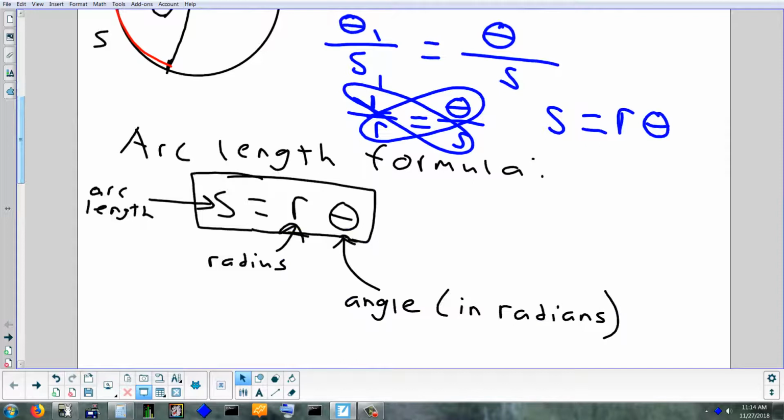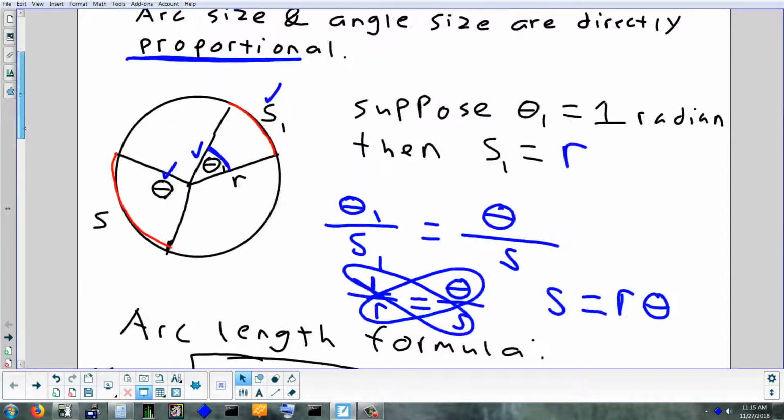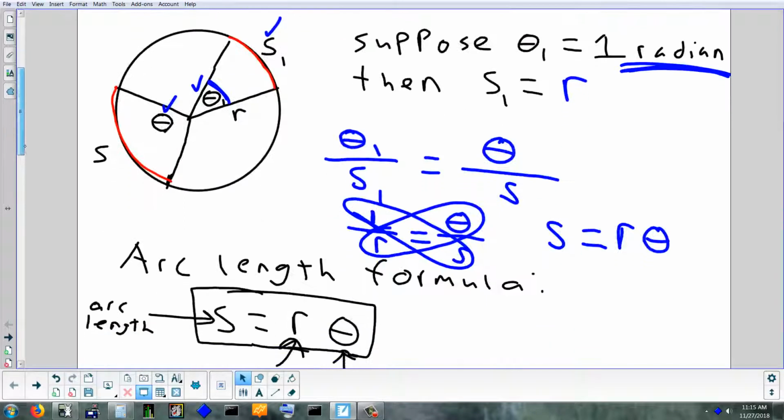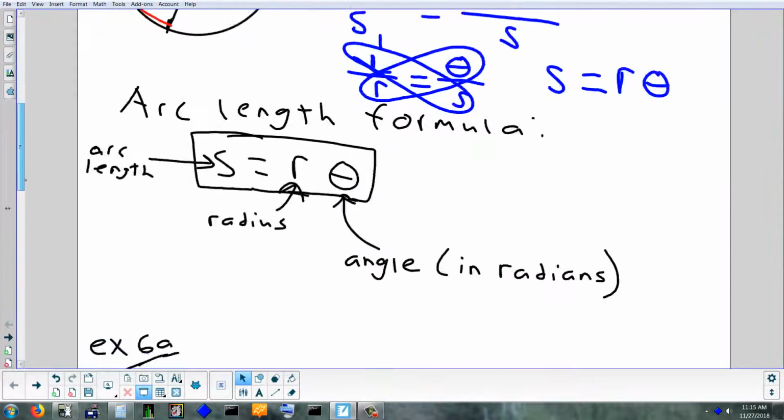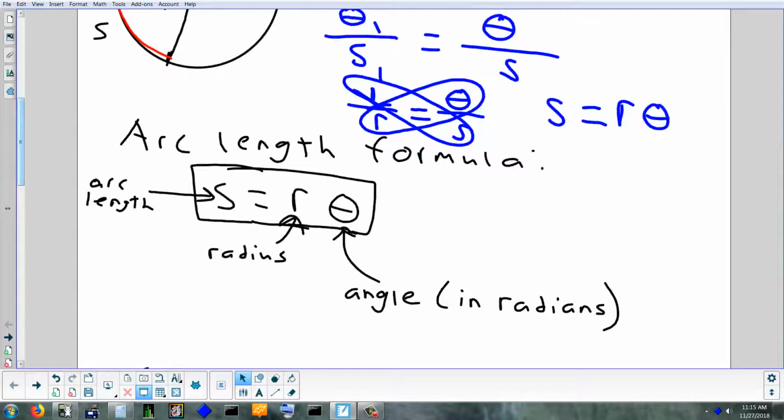The first variable is the arc. That's S. The second variable is the radius. That's R. And the last variable is the angle. And that's theta. But notice what I put in parentheses next to the angle: in radians. Because way back when we started this problem, we supposed that we were working with 1 radian. That's what we used as our starting fact.